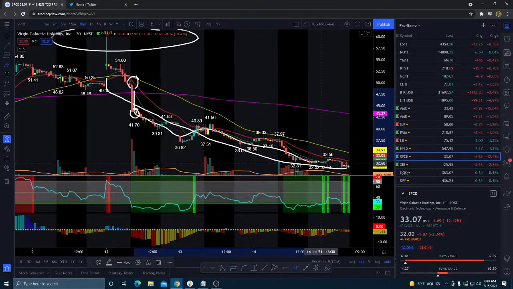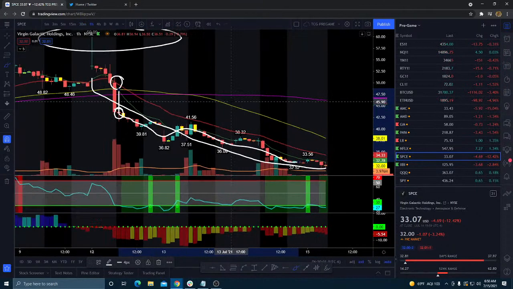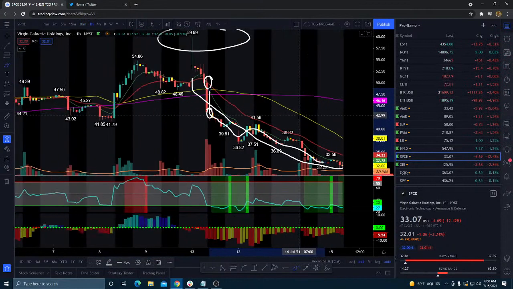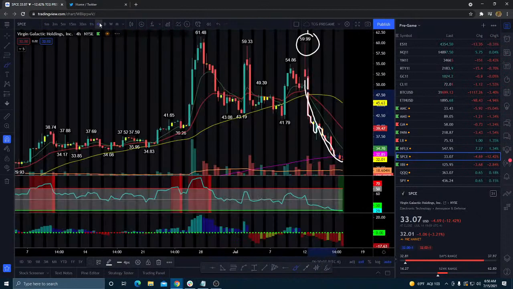This chart never got above the 30-minute EMAs or the hourly EMAs. This has been an amazing short. However, hourly RSI is 27, 4-hour RSI is 29. Oh, gaming executive from EA Sports. Thank you. See, y'all just help me out with all this stuff.